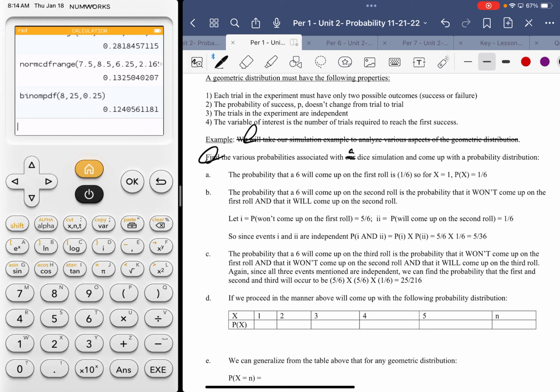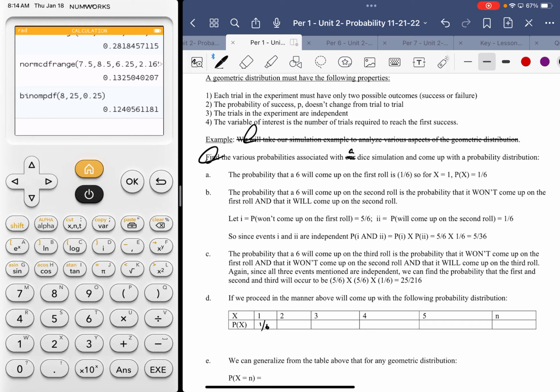The probability that a 6 will come up on the first roll is 1/6. So when we say x equals 1, we're saying that you had your first success on your first trial. You rolled the die, and you got a 6, which is a 1 out of 6 probability. So in my table here, I'd have a 1/6 for that first outcome.